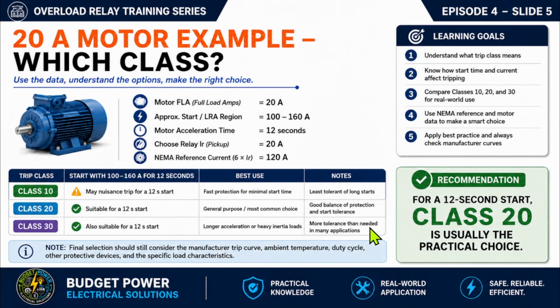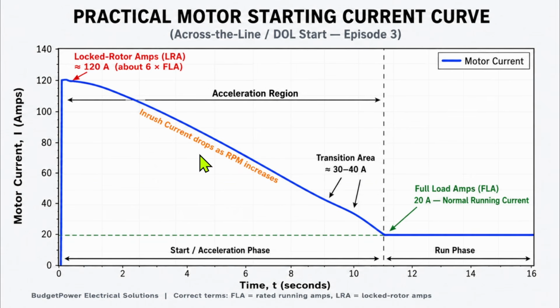Alright, now let's forget the definitions for a moment. Imagine we're actually standing beside the machine. We have a motor with a full load current of 20 amps. We press start. The contactor closes, the motor begins accelerating, and let's say this machine normally takes about 12 seconds to reach its operating speed. Now we have a practical question. Class 10, Class 20 or Class 30, which one should we use?